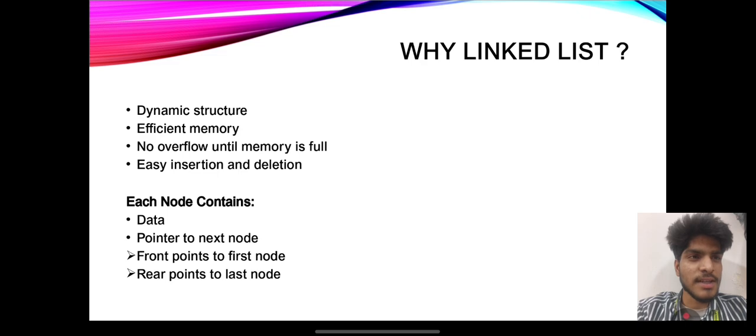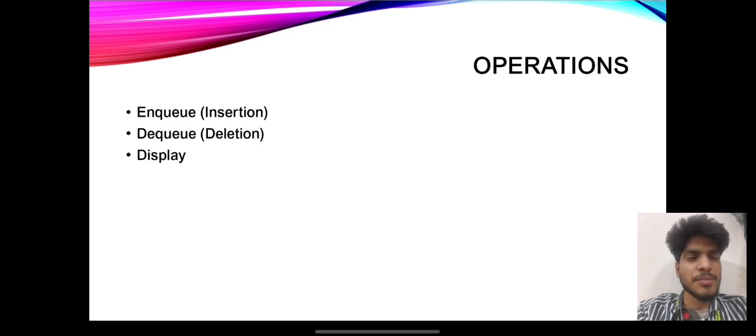Why we use a linked list: it has a dynamic structure, it is memory efficient, there is no overflow until memory is full, and it allows easy insertion and deletion. A linked list contains nodes. Each node contains data and a pointer to the next node. Front points to the first node and rear points to the last node. There are three types of operations performed in a queue using linked list: insertion, deletion and display.